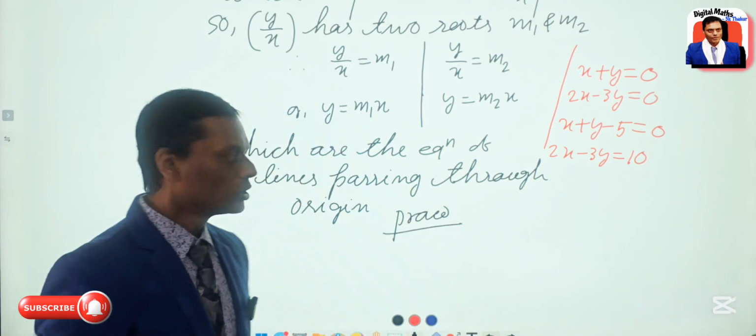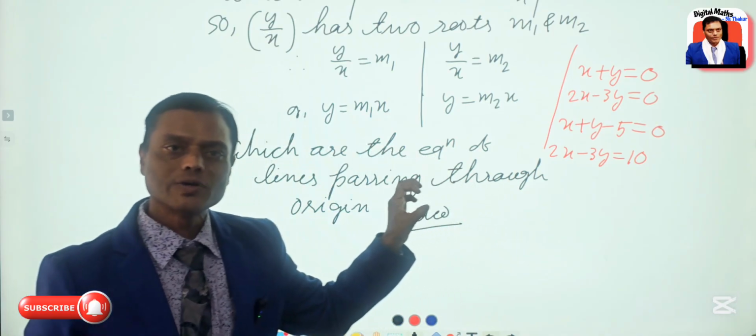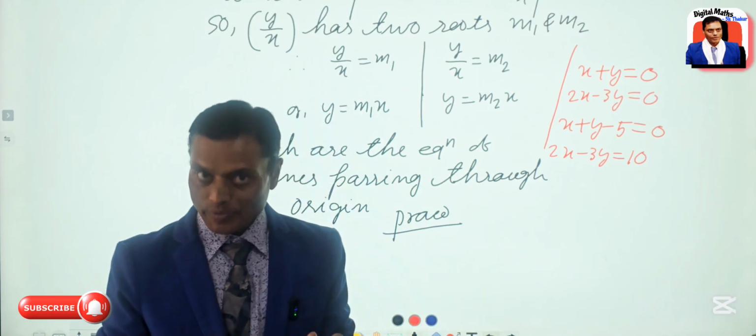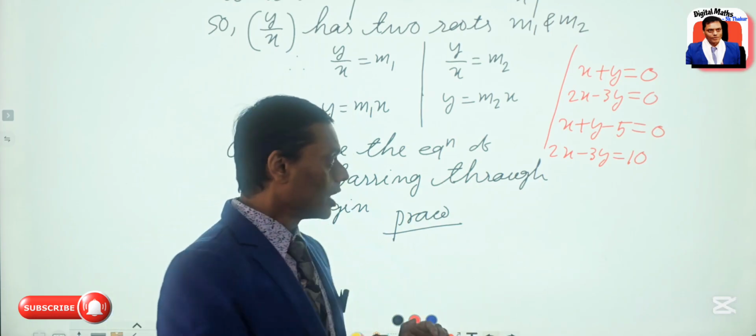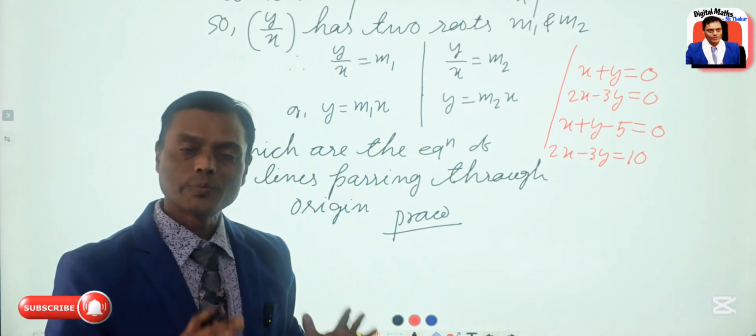So I have already shown you how the homogeneous equation ax square plus 2hxy plus by square equals 0 represents a pair of straight lines passing through origin. Now in the next video, I am going to show you the angle between the pair of straight lines.